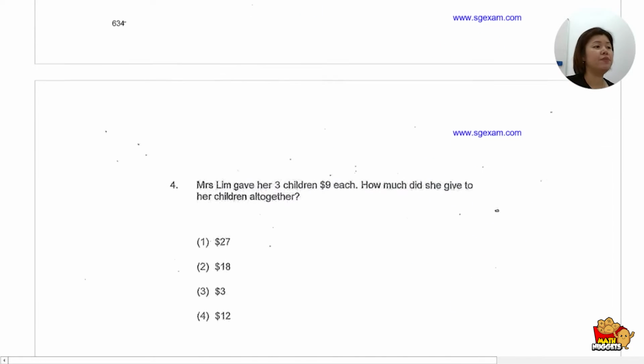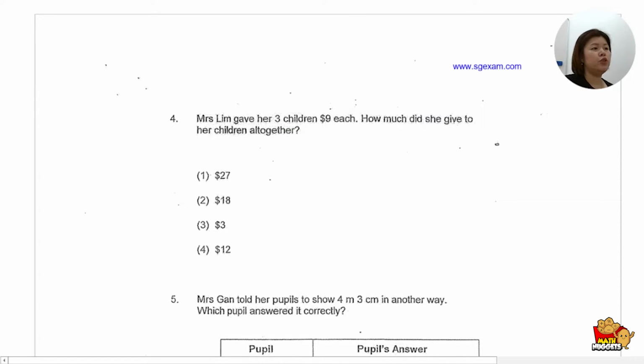Okay, let's move on. Mrs. Lim gave her children $9 each. You want to find all together. So 3 children, 1 is $9, you times, it is 27.